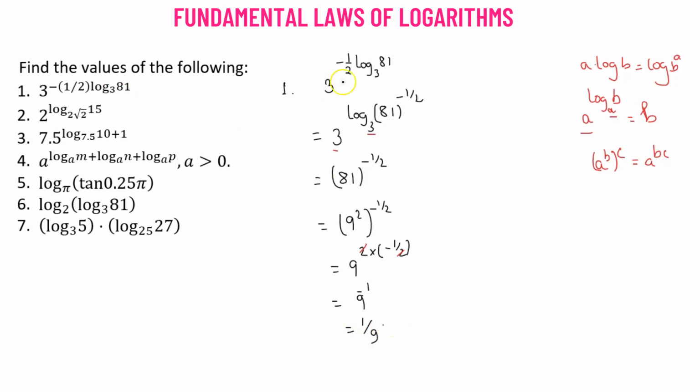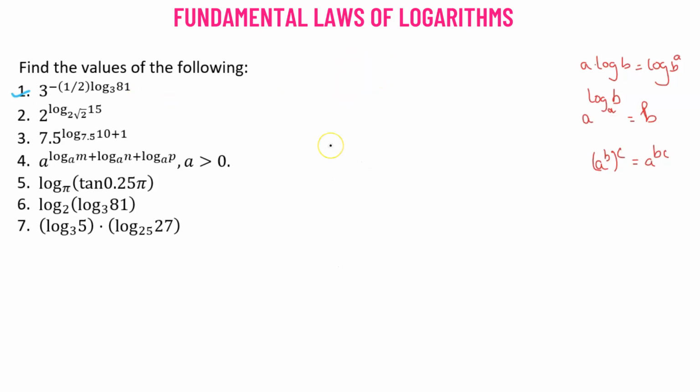So this is the value of 3 raised to the power of negative half times log of 81 with a base of 3. Now let's find the value of part 2, which is 2 raised to the power of log of 15 with a base of 2 square root of 2. To solve this problem, we'll use this property. However, there is an issue here. The base of our logarithm is 2 times square root of 2, whereas the base of the exponent is 2. So they are not matching.